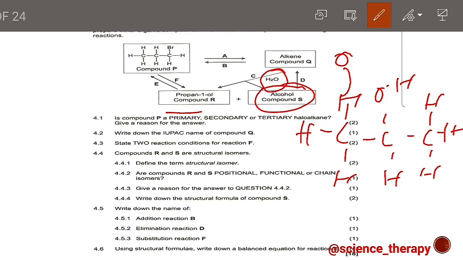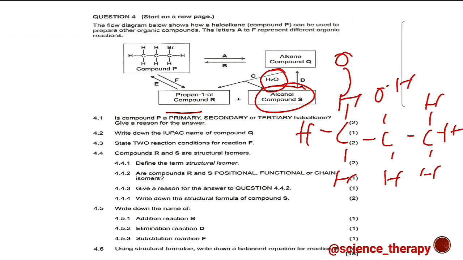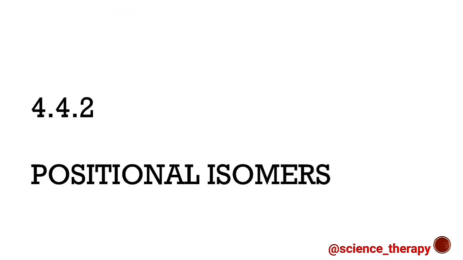Are these positional, functional or chain isomers? Now we can get from that they will have the same molecular formula, but now what is different? It is the position of the functional group. The OH group in R is on carbon number 1 and the OH group in S is on carbon number 2. So this is positional isomers.